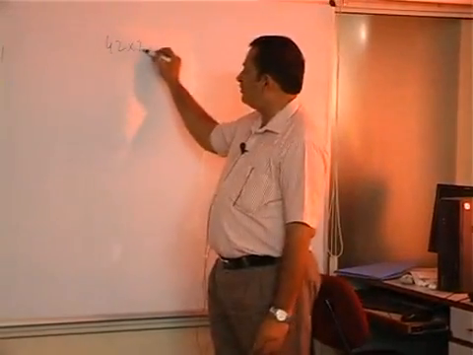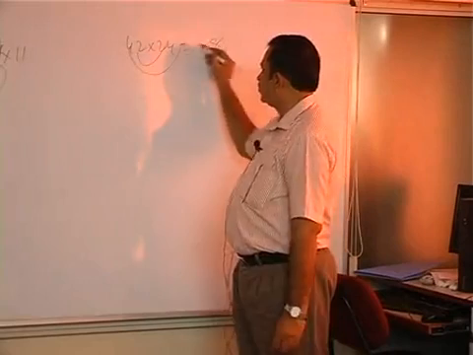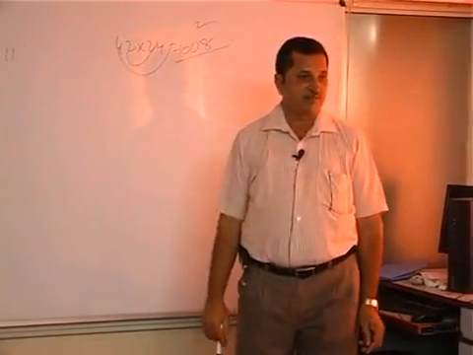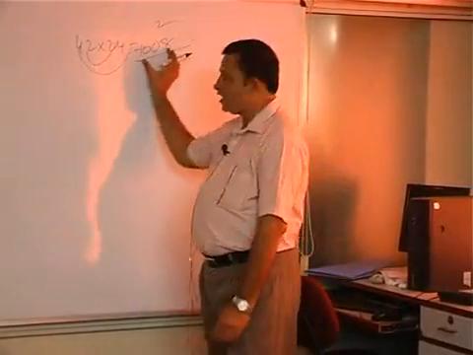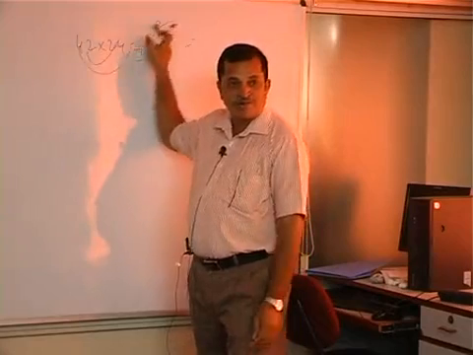42 multiplied with 24. 4 2s are 8. 16 plus 4, 20, so 0. 4 2s are 8 plus 2, 10. This is the answer. To check whether it is right or wrong, the sum of the digits in the problem should be equal to the sum of the digits in the answer.